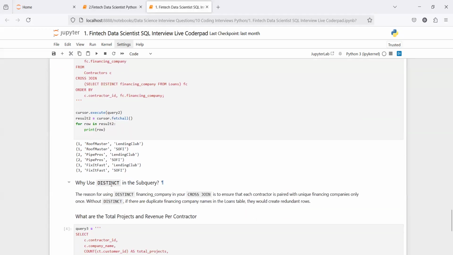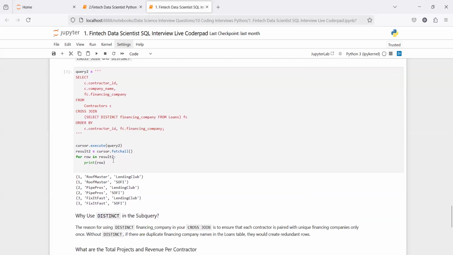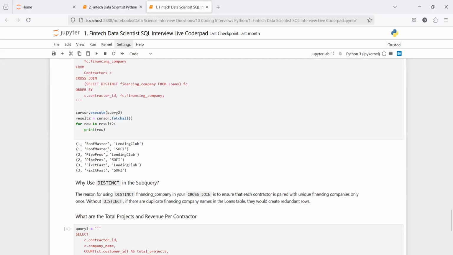Now, why use distinct? The reason why we would use distinct is because we want to pair each contractor with unique financing companies once. Okay. We don't want it to run redundantly, I mean, we don't want redundant entries. Okay. So that's the reason why we would use a distinct.